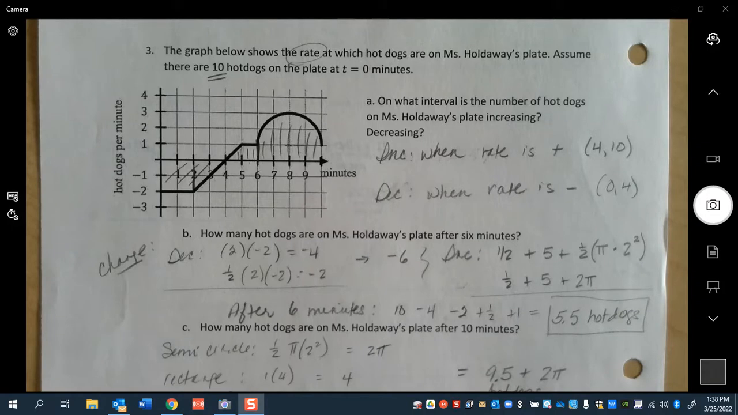Now again, we're looking at the rate. This graph shows my derivative. So when my derivative is negative, my function's decreasing. When my derivative is positive, my function's increasing.